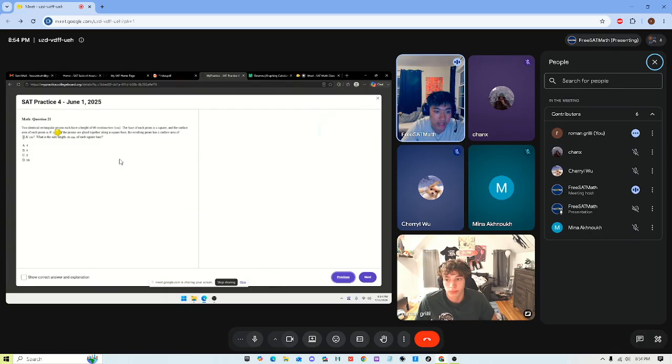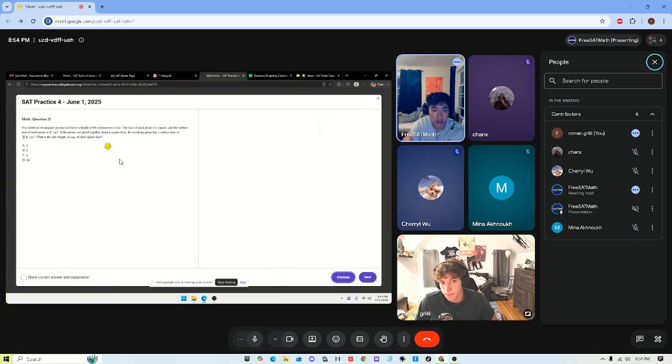Two identical rectangular prisms each have a height of 90 centimeters. The base of each prism is a square, and the surface area of each prism is k centimeters squared. If the prisms are glued together along a square base, the resulting prism has a surface area of 92 over 47 k centimeters squared. What is the side length in centimeters of each square base?